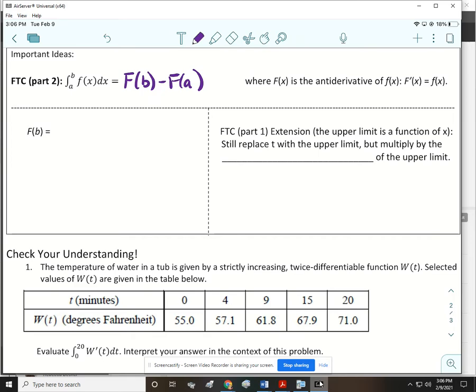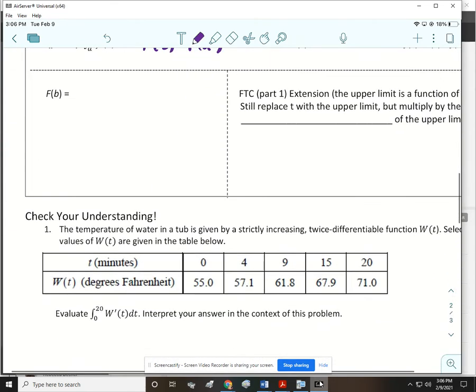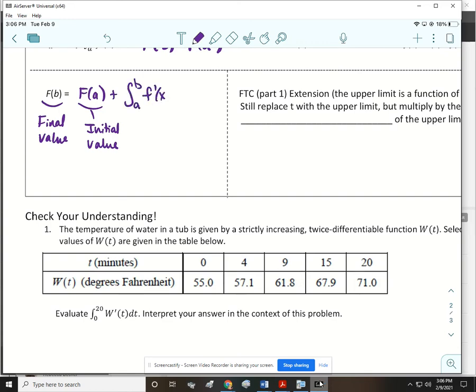Okay, and then the other rule is what we did when we were finding how far away she was from the edge of the rink. If we want to know this final value, we can take something that we know, like an initial value, and add to that the integral from a to b of f prime of x dx. This gives you the accumulated change.